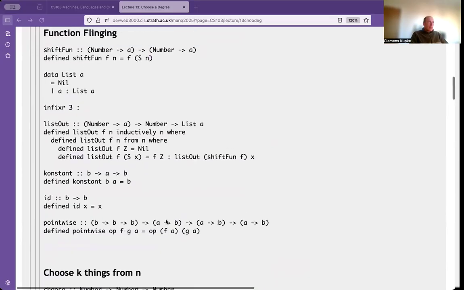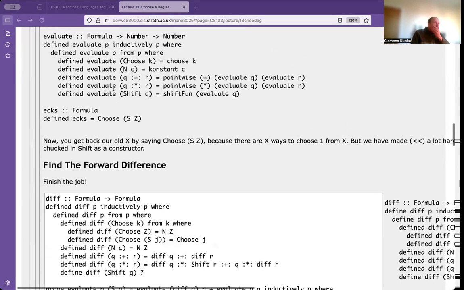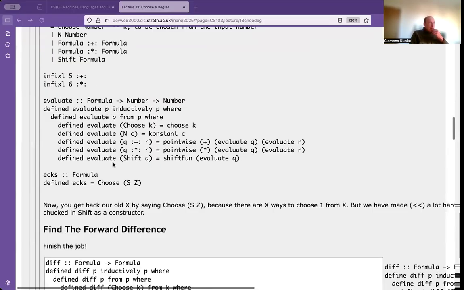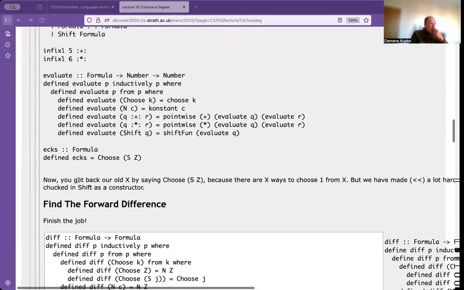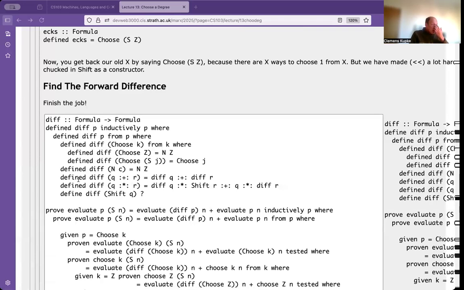So that's to say, where was shift fun? Shift fun f of n is f of n plus 1. So we've got all the machinery we need. I decided it was useful to have this definition of x to just remind us how to encode things. And if we want to do some examples, it's nice to have a short way of saying x. Okay. So then we were in the process of defining the forward difference operator for this new kind of formula.